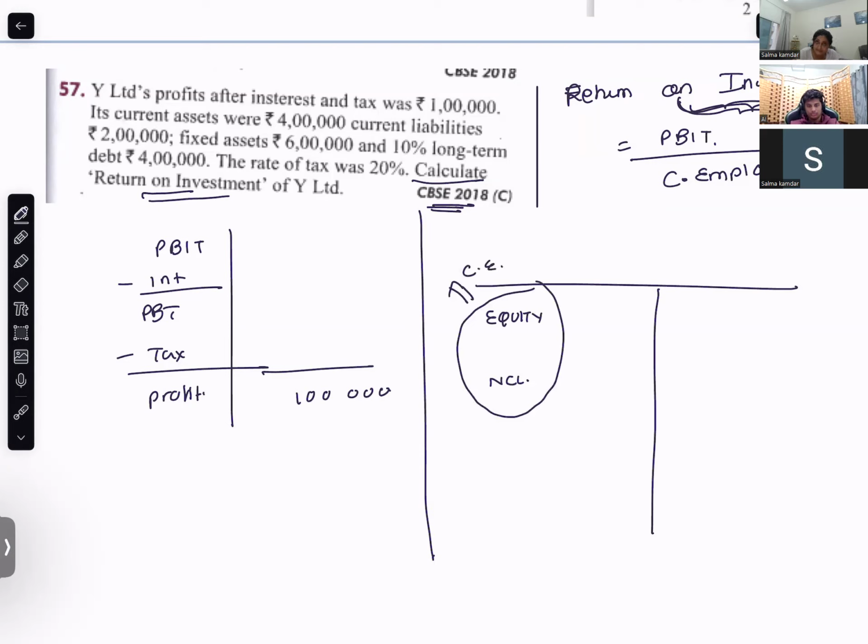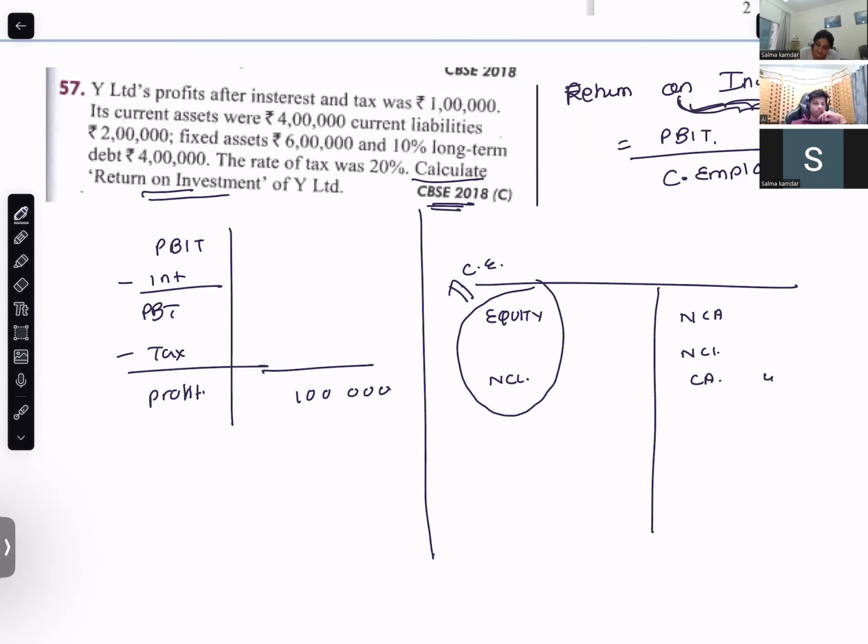Here I have my NCA, CA, NCL also. So current assets is how much? 4 lakh. Current liabilities is 2 lakh. Fixed assets is 6 lakhs. There are no non-current investments. Are you with me? There is a 10% bank loan of 4 lakh. Okay, fine.